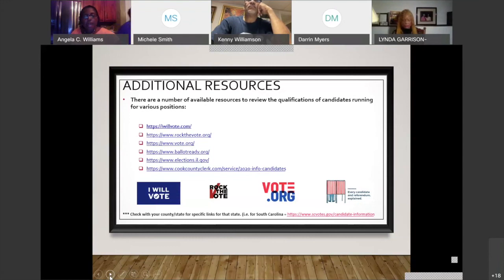And where to get solid information on their background? I'll give it a try, but I'll also let Brad interject. If you see this link that I'm highlighting, cookcountyclerk.com 2020 info candidates, that has information on all candidates that are running. So to your point, Darren, you can see all the way down as it relates to Cook County. There's one for Will County, but a link like this will show you and provide information on all of the candidates. Brad, anything additional you'd like to add to that?